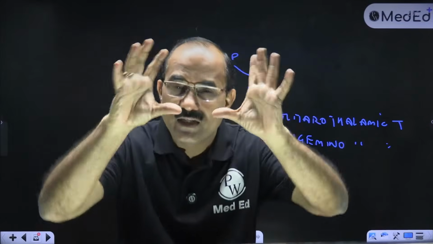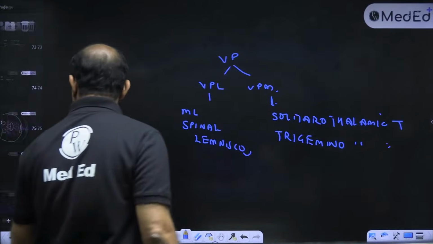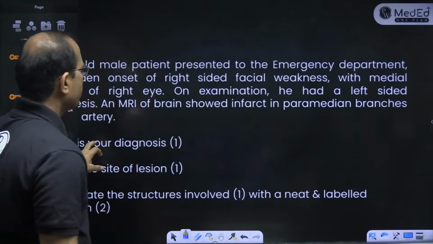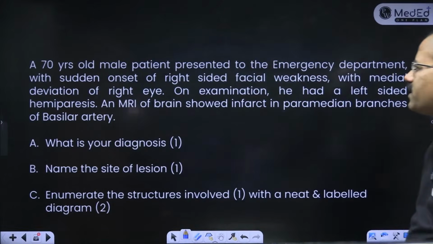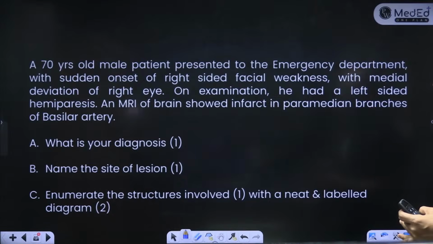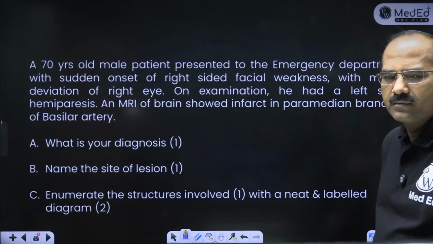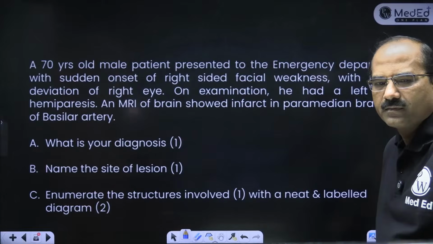See, in neuroanatomy there are selected questions. One minute, just answer this. A 70-year-old male patient presented to the emergency department with sudden onset of right-sided facial weakness with medial deviation of the right eye. On examination, he had a left-sided hemiparesis. MRI shows infarct in the paramedian branches. What do you think this is? Answer this.